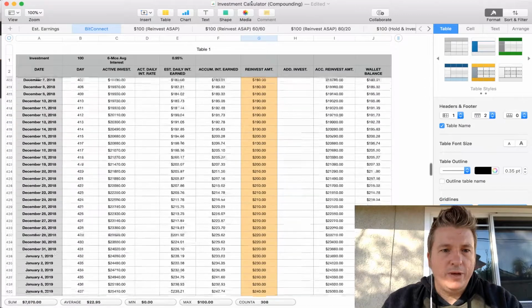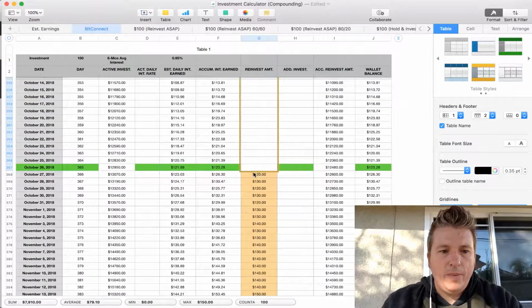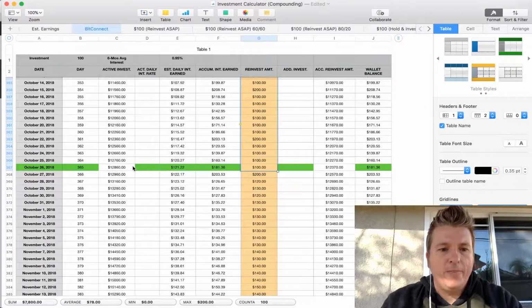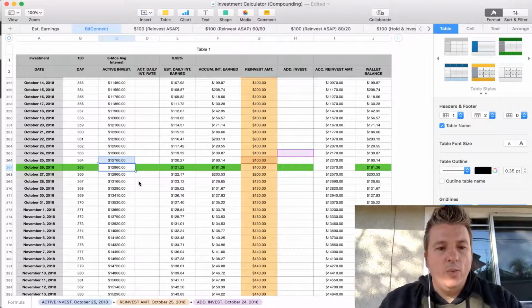Oops, I went way too far. Okay, so check this out. It was 12,980, and now it drops down to 12,860. Now, what's interesting is we would have had $127 a day earned interest, but, oh, I read that wrong. Instead of 127 earned interest daily, we're sitting at 121. So that goes to prove that that does not work.